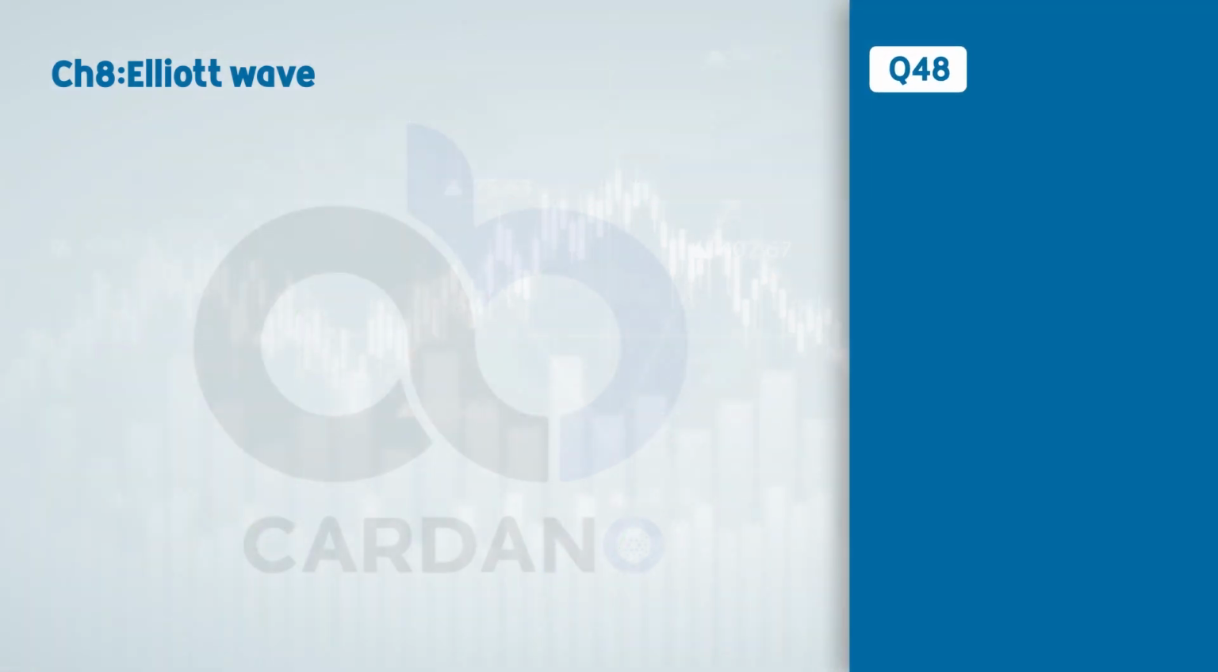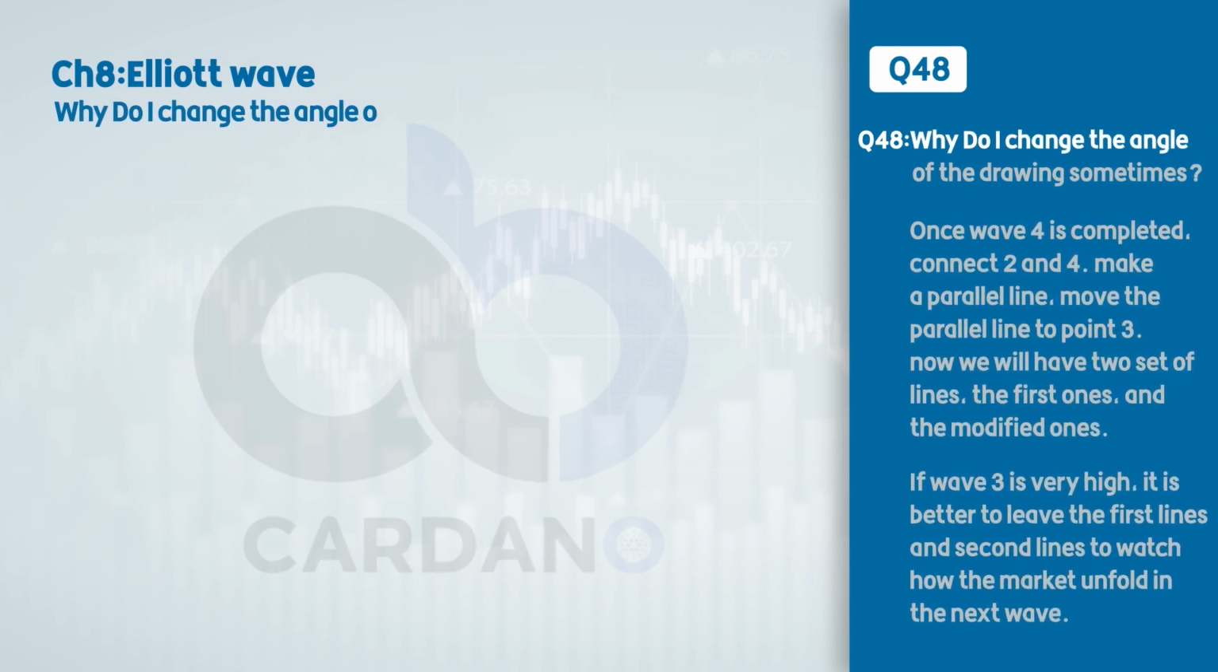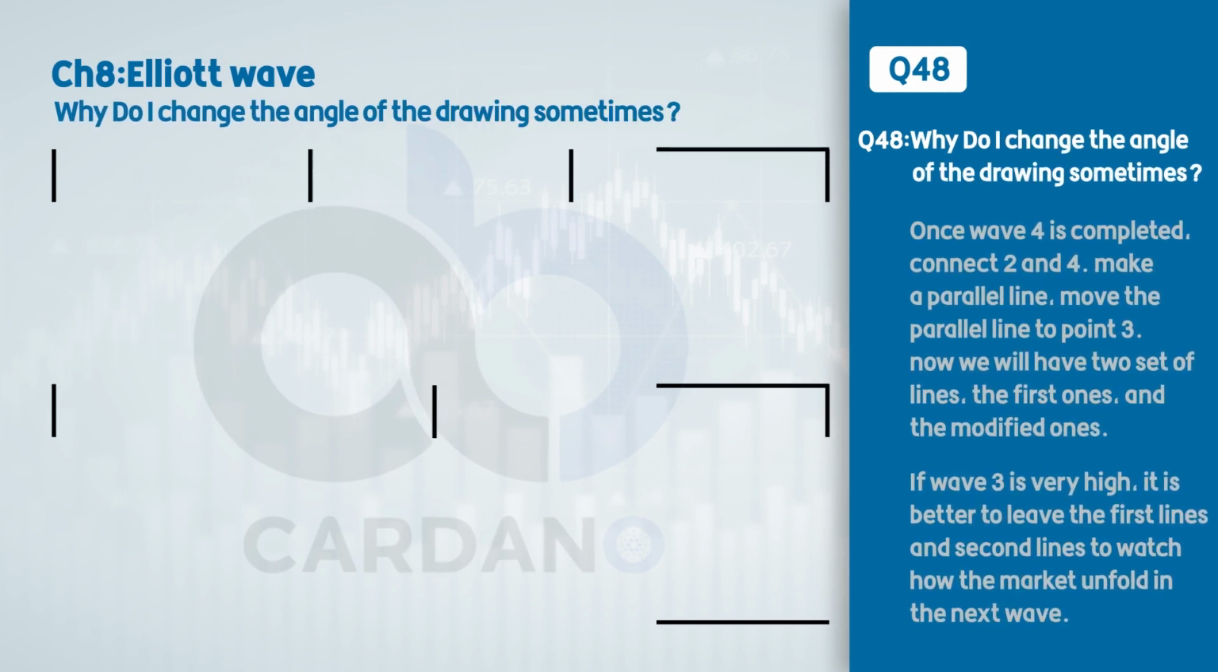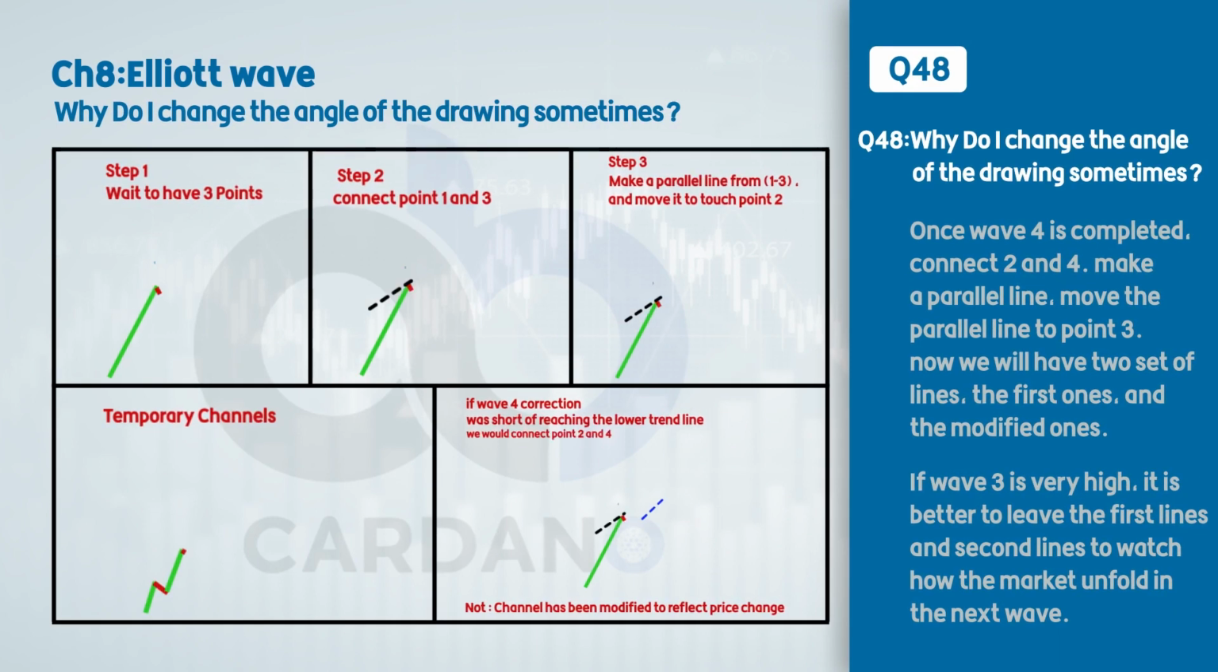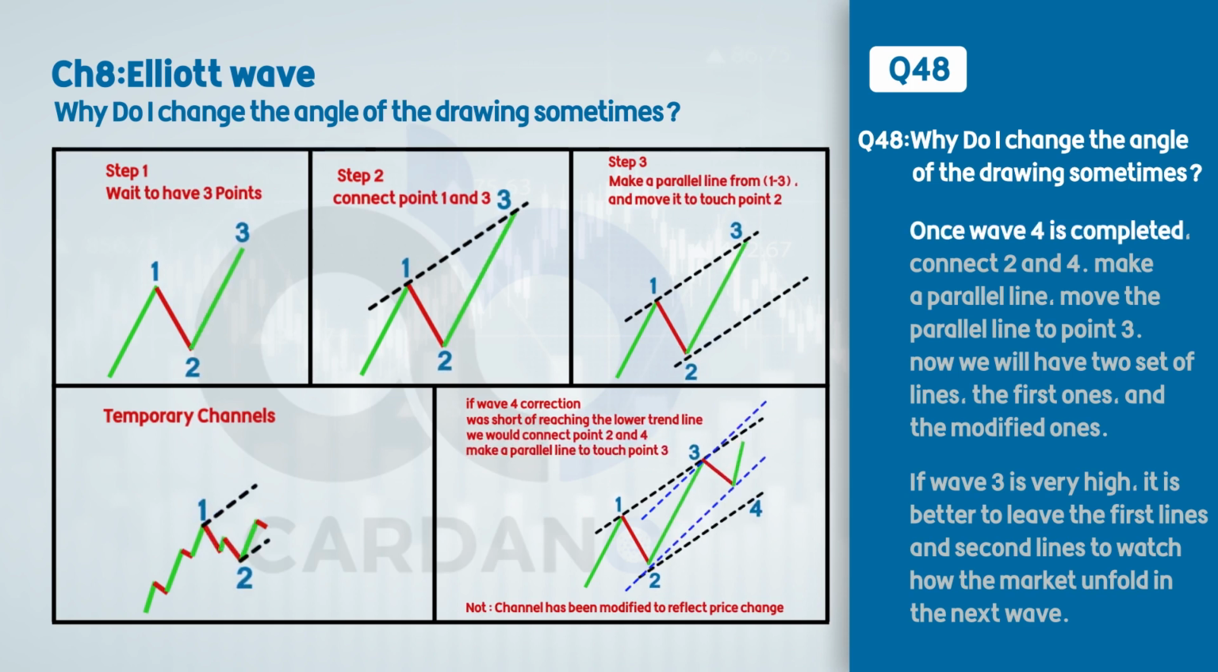Question number 48. Why do I change the angle of the drawing sometimes? The answer is, once wave 4 is completed, connect 2 and 4. Make a parallel line. Move the parallel line to point 3. Now we will have two sets of lines, the first ones and the modified ones. If wave 3 is very high, it is better to leave the first lines and second lines to watch how the market unfolds in the next wave.